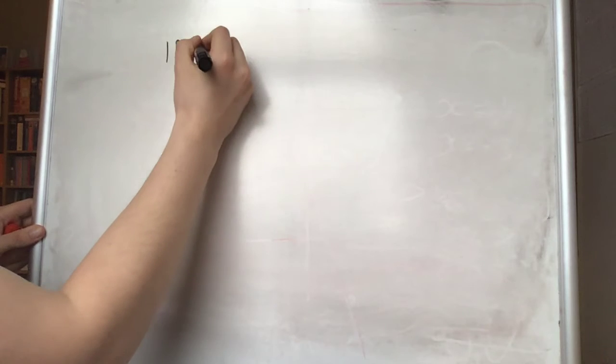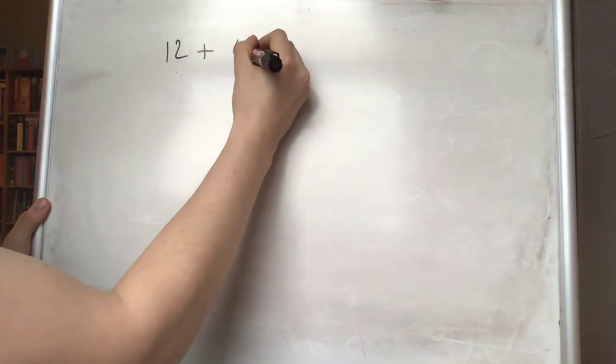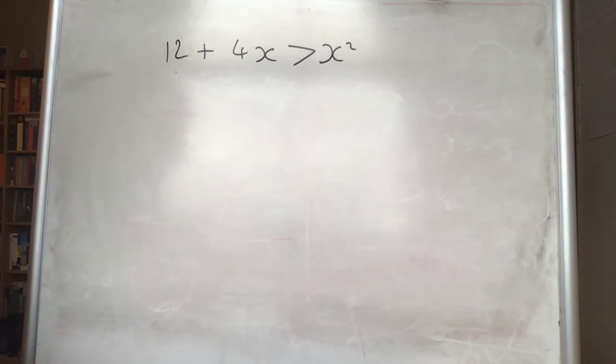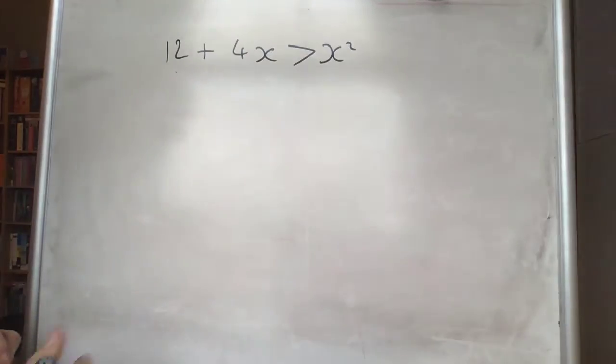So let's say we have to find the set of values for x for which 12 plus 4x is greater than x squared. Okay. Now, the first thing that we really want to do here is to make sure that we have our expression on the one side and we have 0 on the other side.